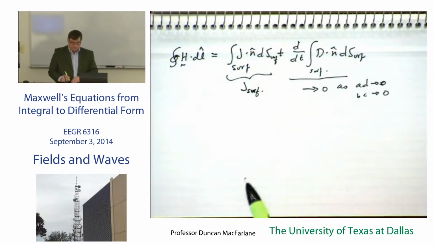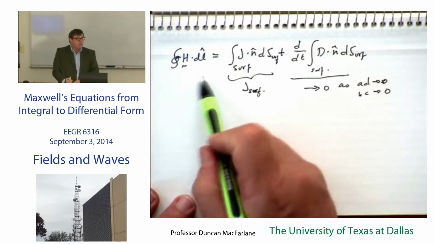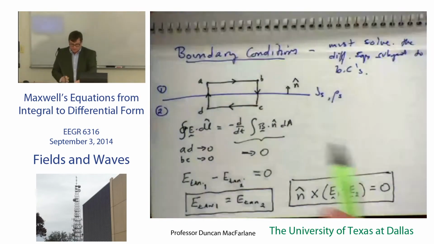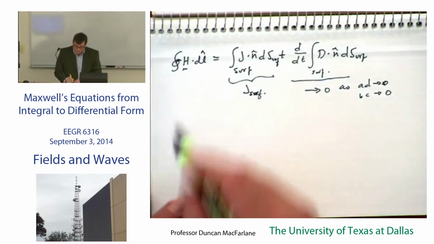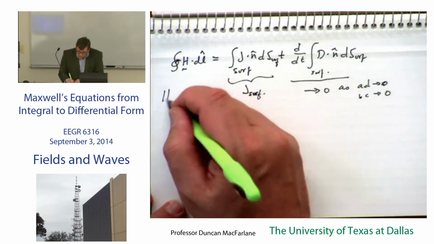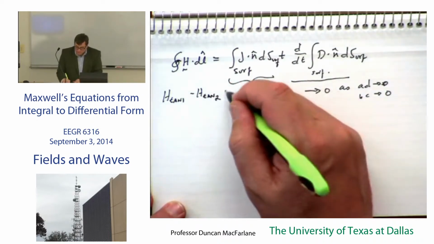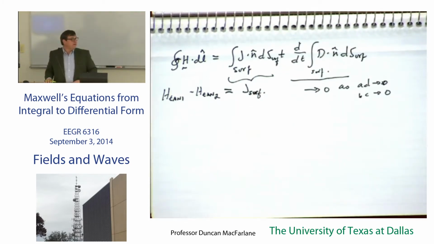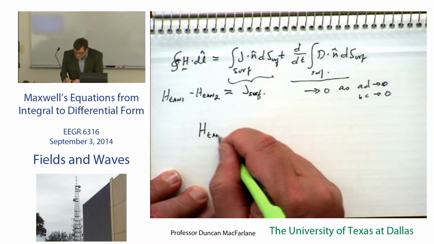This loop here is still 4 pieces. A to D going to 0 and B to C going to 0 means that I only have 2 pieces. A line that goes in this direction and a line that goes in this direction. And so I have my H tangential 1, my H tangential 2. But now this is equal to not 0, but it's equal to the current that happens to live on the surface. So I can write that, and I'll try to be neat.